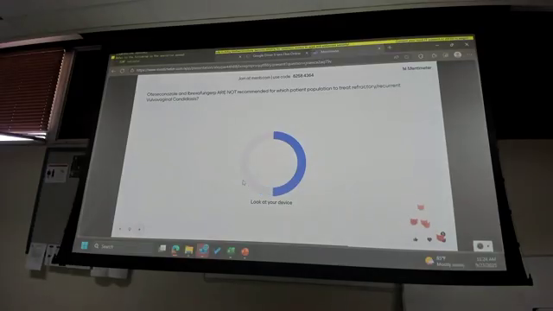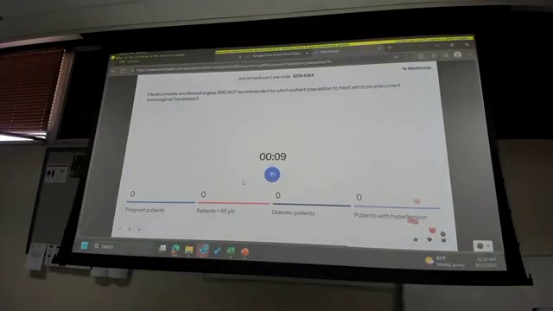All right, lepezaconazole and rezafungin are not recommended for which patient populations? To treat refractory, recurrent vulvovaginal candidiasis.